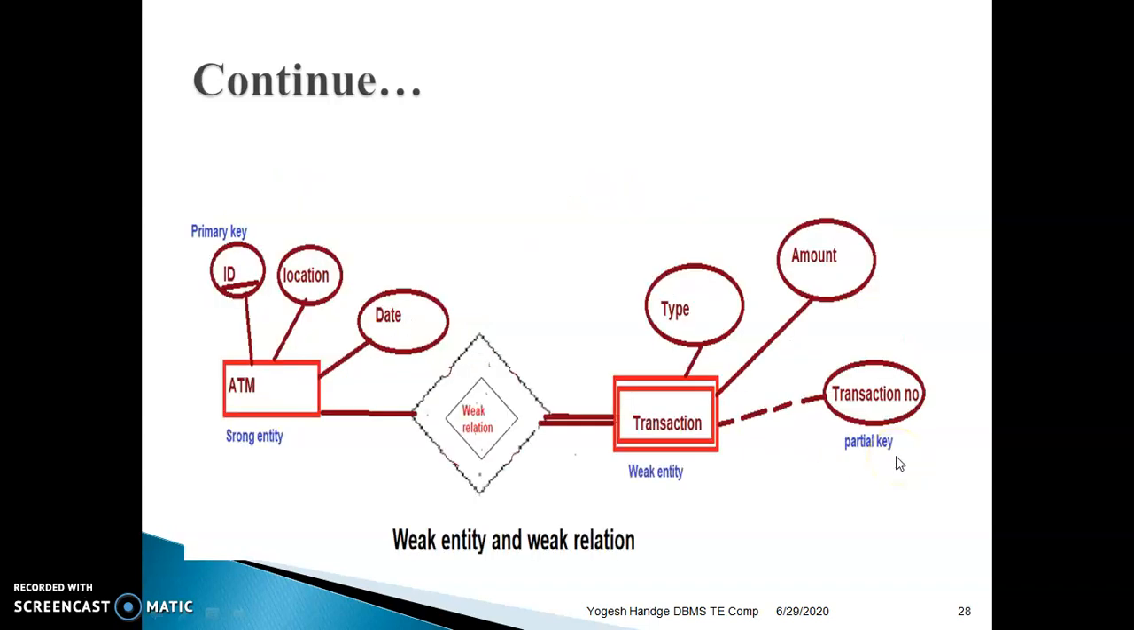See, weak entity and weak relation. The strong entity is ATM, with primary key ID or the location. Here, transaction is the weak entity. Transaction has a partial key, transaction number. This ATM is connected to the entity by a dotted line. Amount is another attribute of transaction. Type is another attribute of transaction.